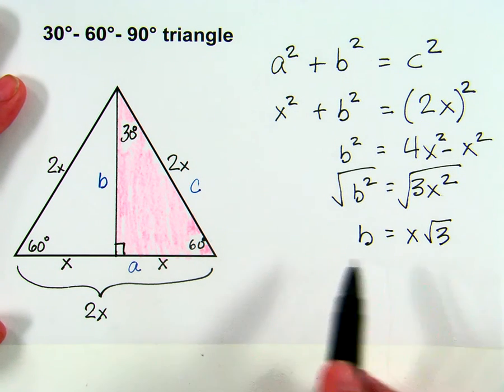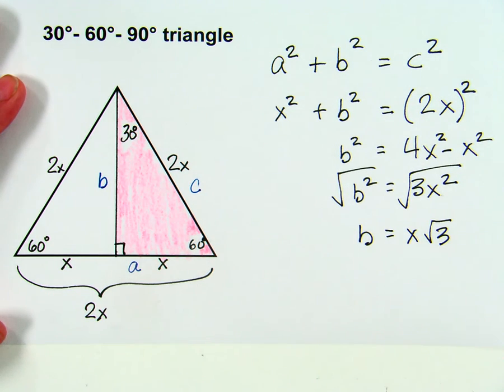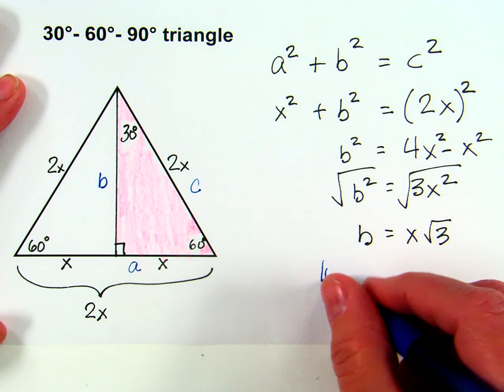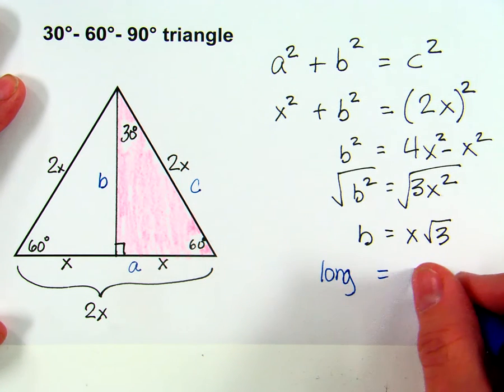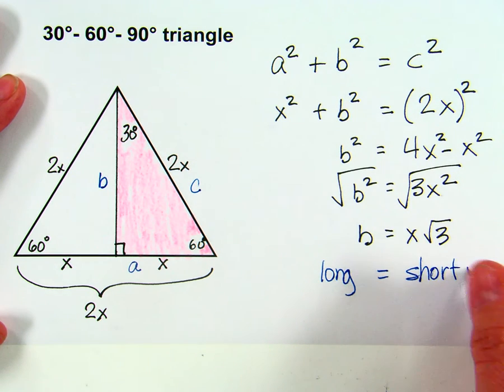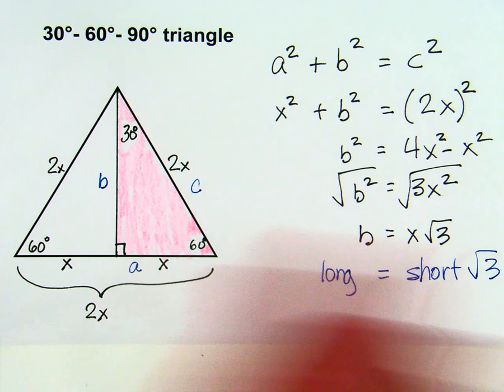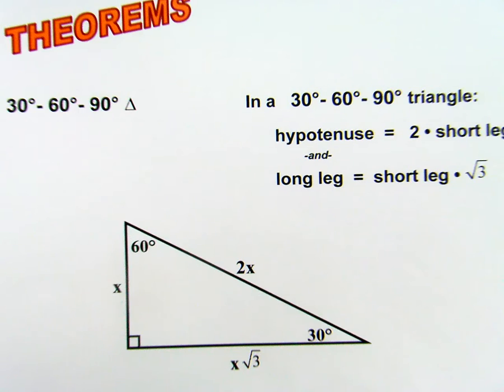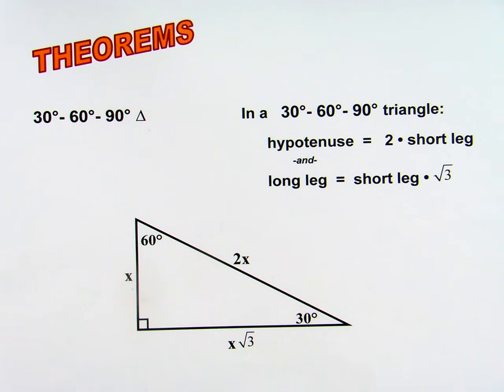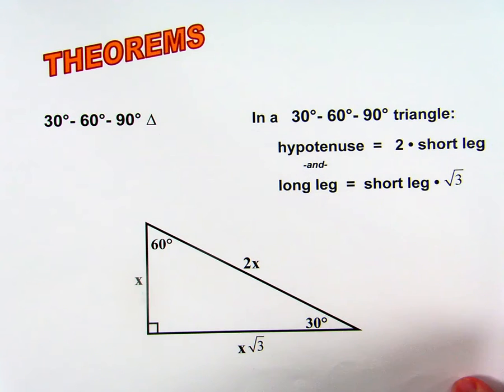Another way to think of this is B is the long leg. So we'll have the long leg is equal to the short leg times the square root of 3. And yes, indeed, we do have a theorem that tells us this. And here it comes. Make note of this one, if you would, please. And we'll do a little bit of practicing on it. Here's our first practice.